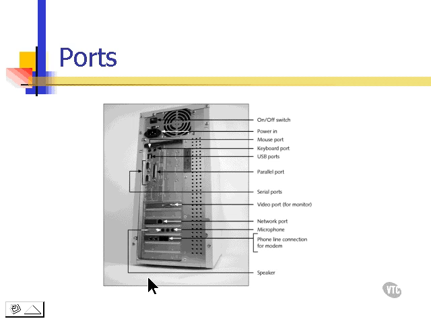We can see ports on the back of any common computer. You've probably seen these on the back of a computer, and we'll be discussing in greater detail in later lessons what the different types of ports are. But there are parallel ports, for example, for printers, serial ports for other devices, network ports, phone ports, speaker ports.